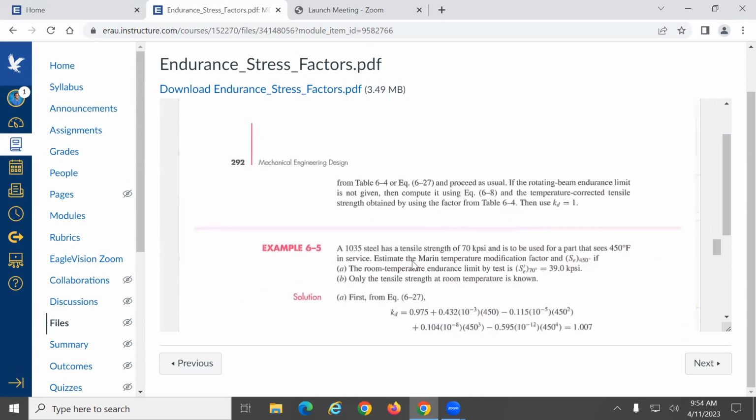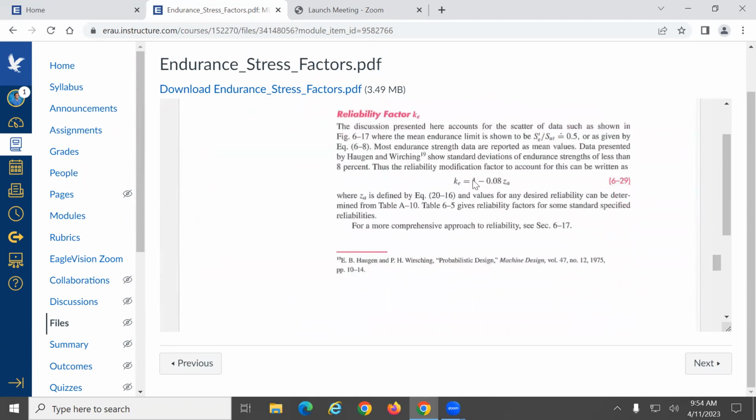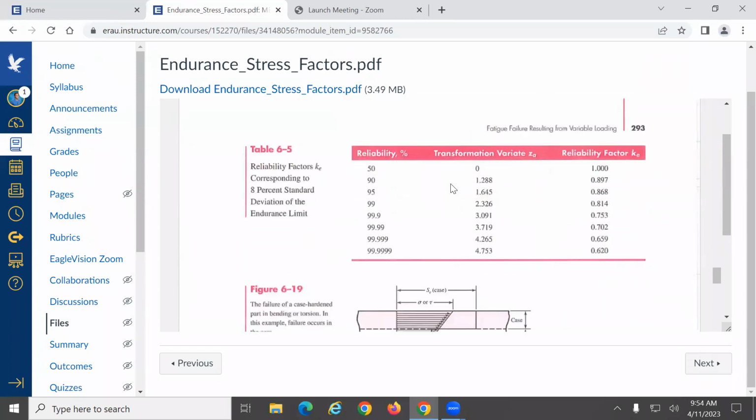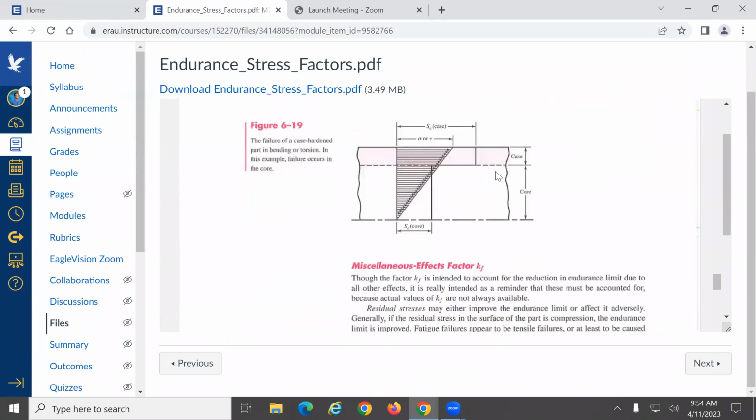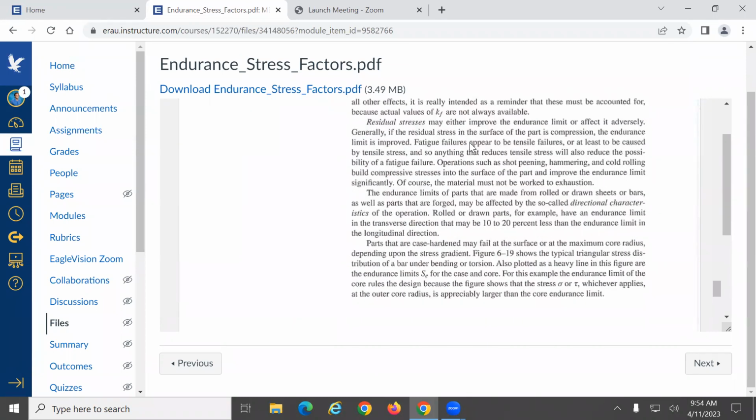What are the other ones? All right, reliability factor. You need to use this equation. Who knows where it's coming from? Okay, most of it is coming from experimental. But since I cannot explain these ones, you have a table as well here for this one, miscellaneous effect factor, K sub G.